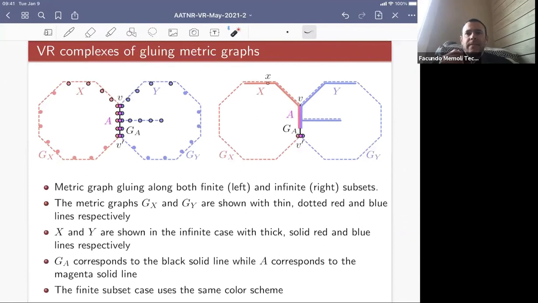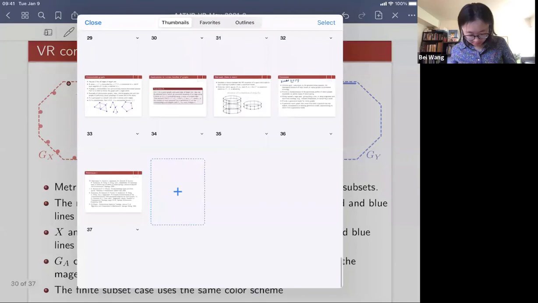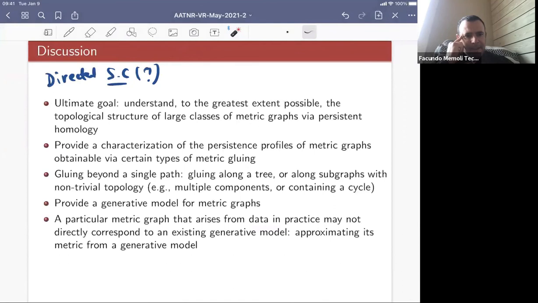Could you please go back to the slide with discussions? The last one, please. There was something here that made me think of a question. I think the last bullet point, approximating, sounds very interesting.